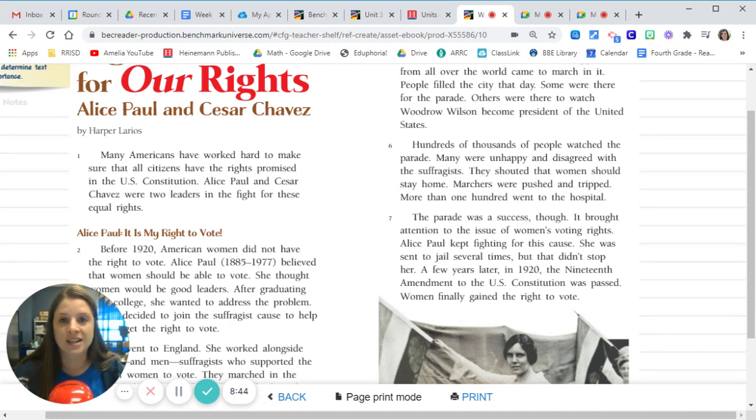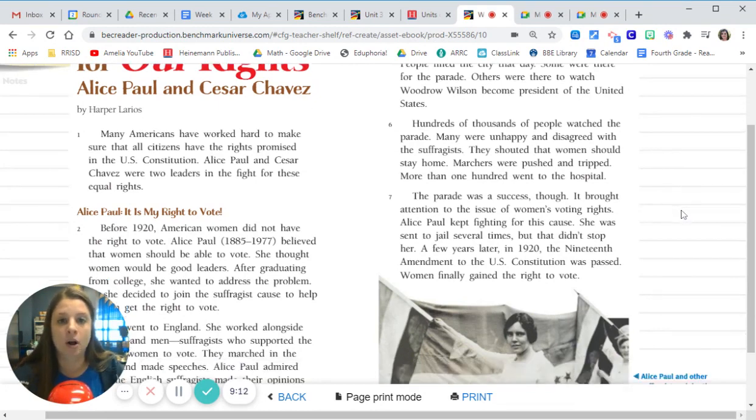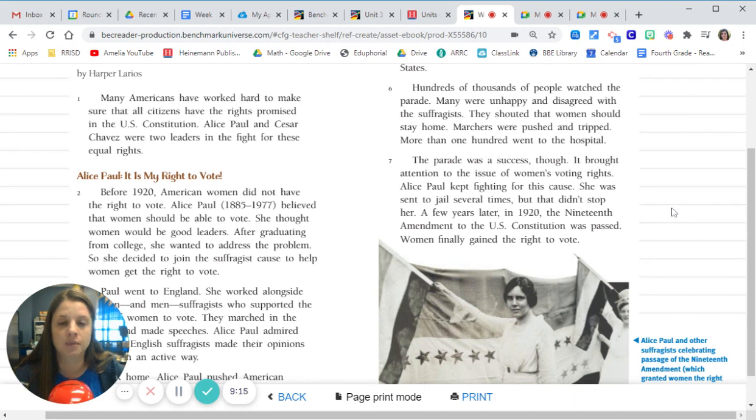Wow, readers, so it looks like the problem is getting worse. Just like in a narrative that we read, this nonfiction text has a problem, and that problem got worse. So how did the problem get worse? Yeah, and so when the people went to go march and fight for their rights, people got unhappy and they started hurting others, and over 100 people went to the hospital. Okay, so let's keep following and see if the problem gets solved.